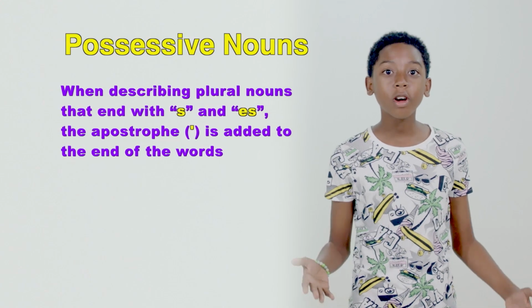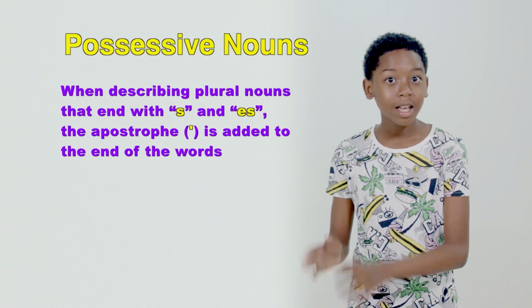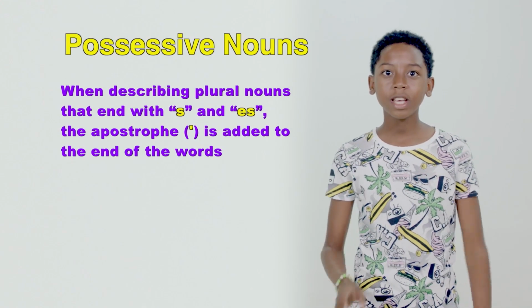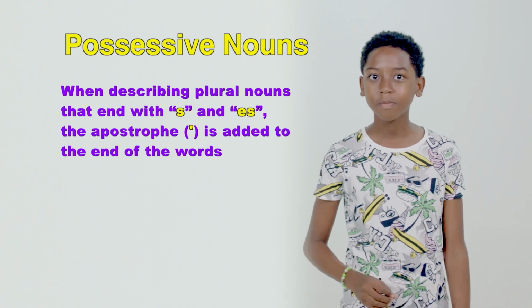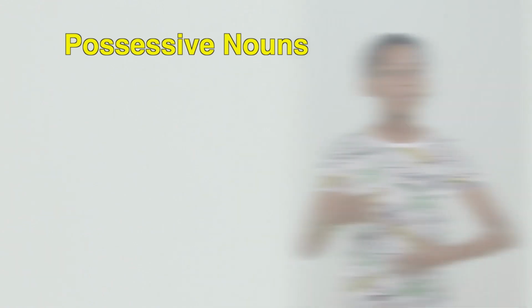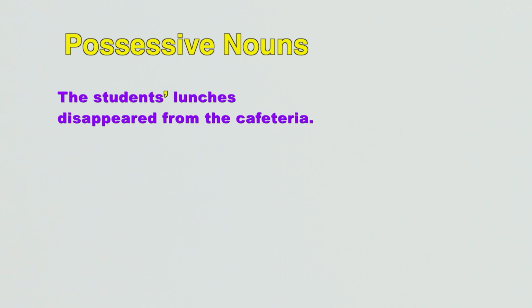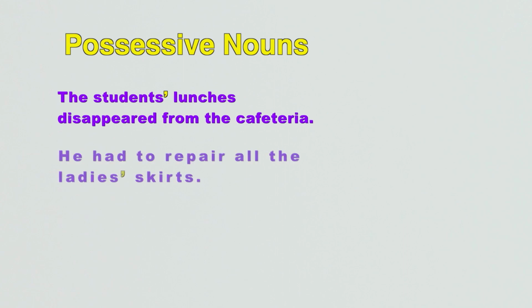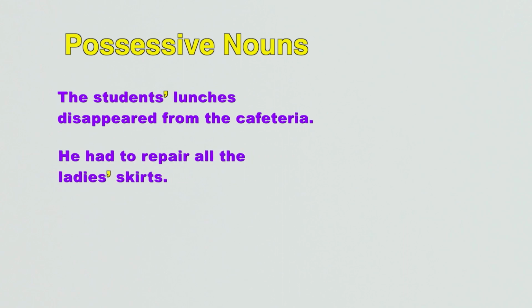When describing plural nouns that end with S and ES, the apostrophe is added to the end of the words. For example, the students' lunches disappeared from the cafeteria. He had to repair all the ladies' skirts.